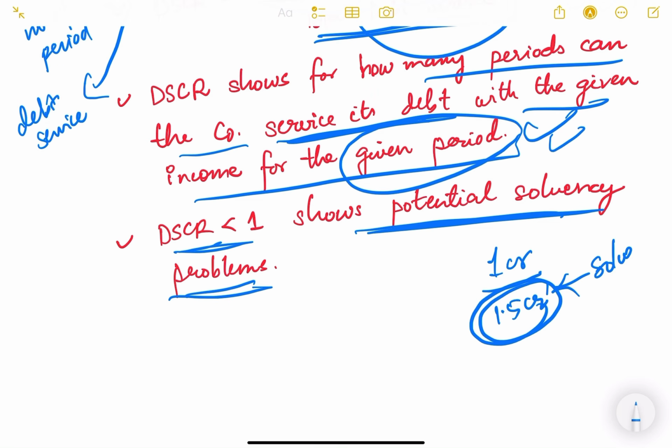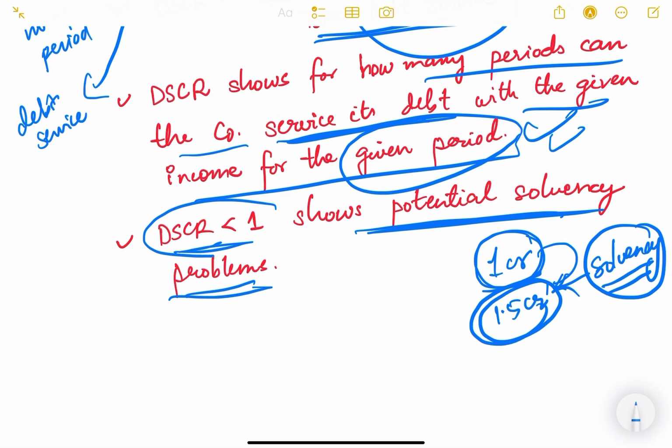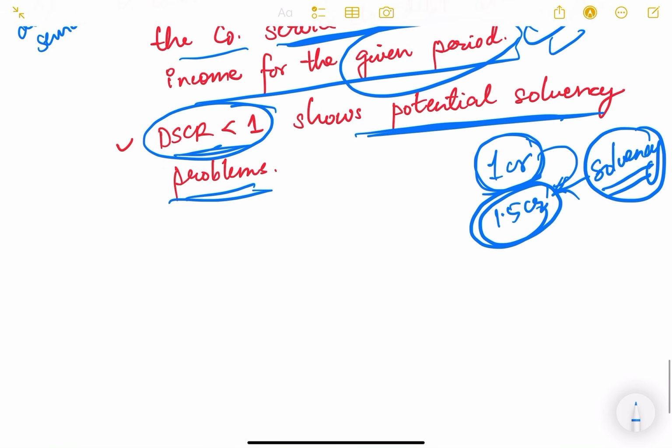A company may default on the debt payments, because its operating income is only 1 crore rupees. How can it pay 1.5 crore rupees of principal and interest to the bank? Basically this company may become insolvent. There is a potential solvency problem here. So less than 1 always indicates a potential problem for a company. Okay, debt service coverage ratio.